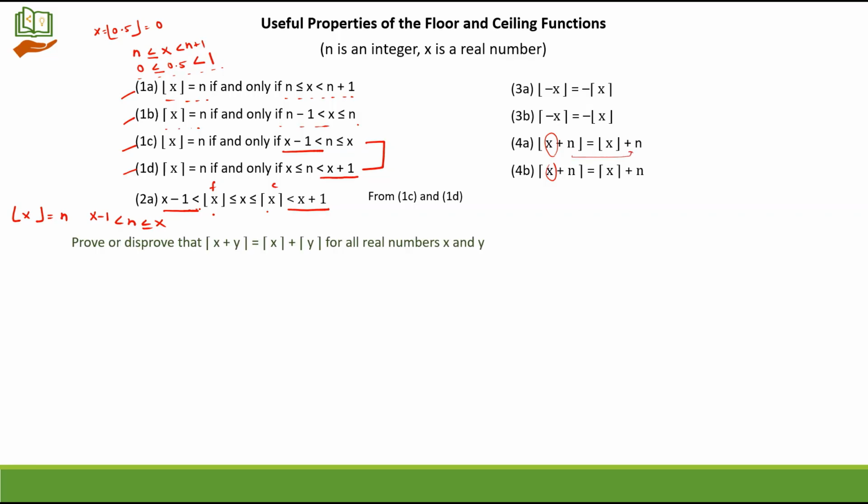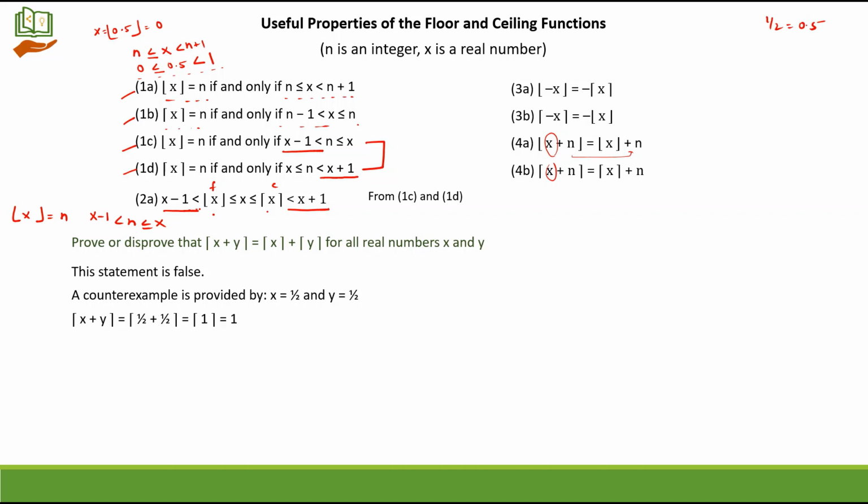Prove or disprove. Ceiling of x plus y is equal to ceiling of x plus ceiling of y for all real numbers x and y. This statement is actually false. How? A counter example is provided by x is equal to 0.5 and y is equal to 0.5. 1 by 2 is nothing but 0.5. So let's take x plus y now. 1 by 2 plus 1 by 2 will give you 1. That is 0.5 plus 0.5 will give you 1. 1 in ceiling format will give you 1 only.